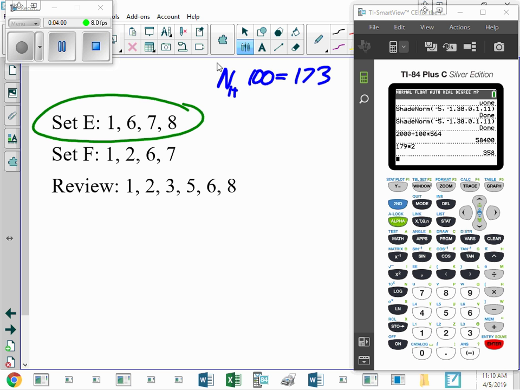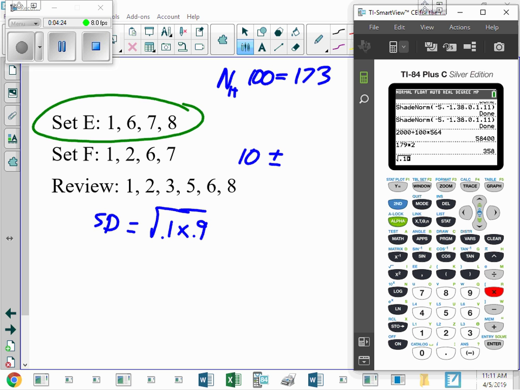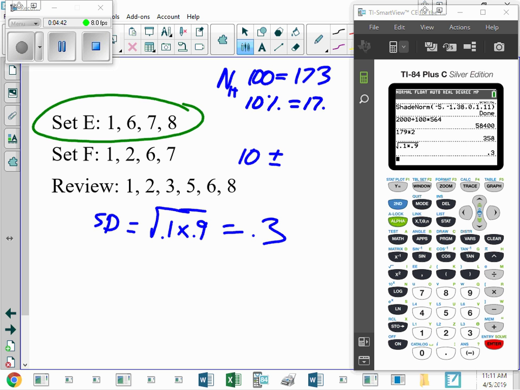Well, I don't know. We've got to figure it out. So we take, actually, let's just do 10%. We expect 10% plus or minus a certain percentage. So the SD is going to be the square root of 0.1 times 0.9. So the square root of 0.1 times 0.9 gives me an SD of 0.3. What should I do with that? So anyway, this is going to be 10% is equal to 17.3%.